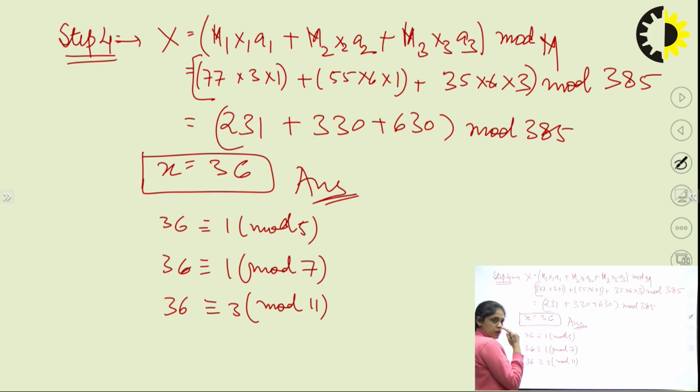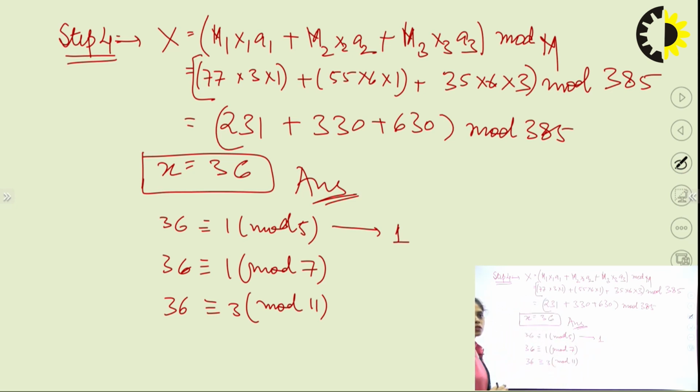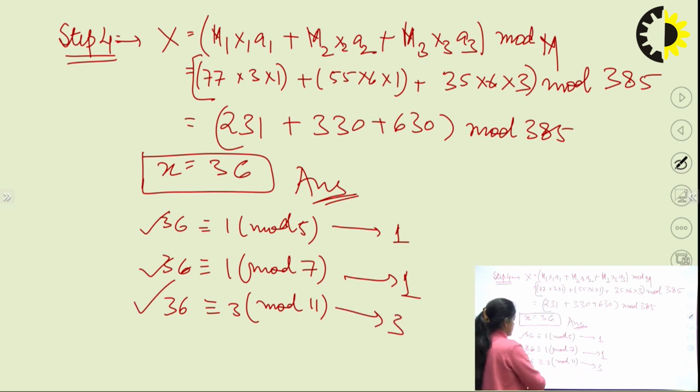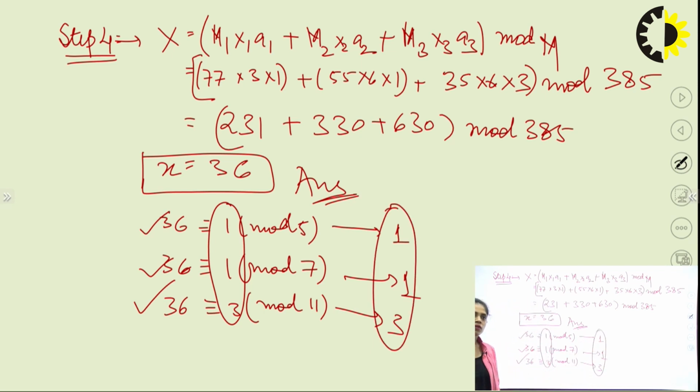Mod 5 for this 36, it will give you 1. 5 7s are 35, it will give you 1. For this, 7 5s are 35, it will give you 1. And for this 11, 3 11s are 33, it will give you 3. All these three are absolutely correct. You can see the calculated values and the actual values in the question are the same. So we have calculated the value of x equals 36 correctly.